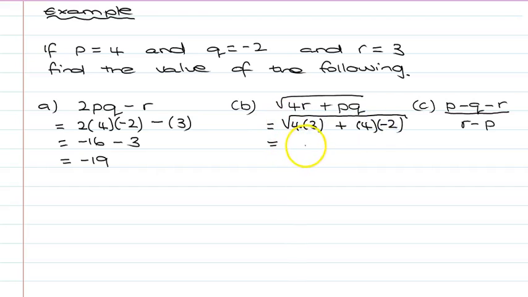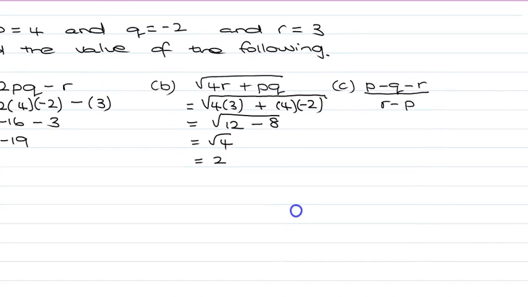Okay, so 4 times 3 is 12, minus, because 4 times the -2 makes the 8, so it becomes -8. I'm going to square root all of that, so 12 minus 8 is 4, so the square root of 4 equals 2. Okay, let's go on to the last one now.